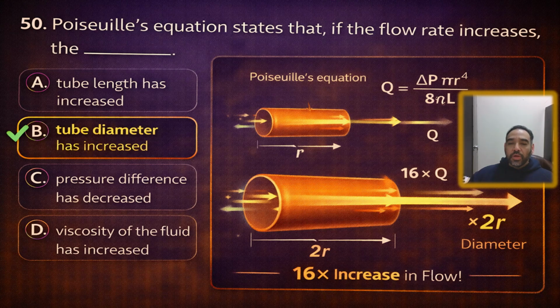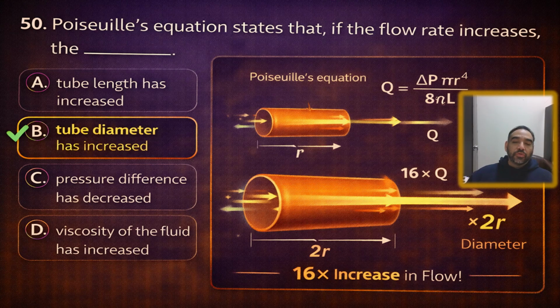And why are the other answers wrong? So let's take them one at a time. A says the tube length has increased. So flow is inversely proportional to length. So Q is proportional to 1 over L. So if length increases, flow decreases. That's how inverse proportionality works. It's opposite.